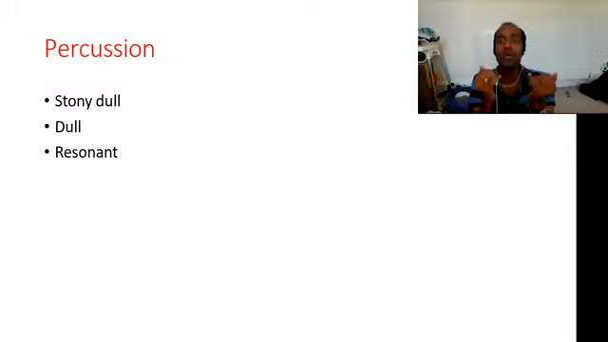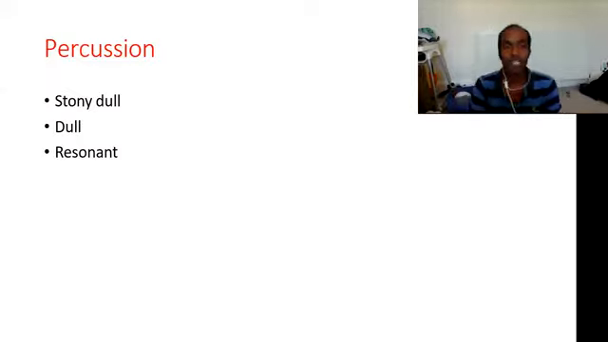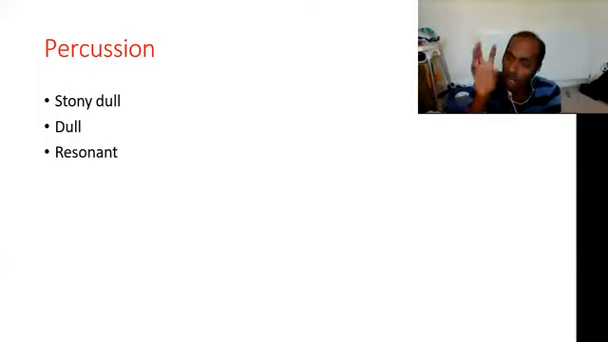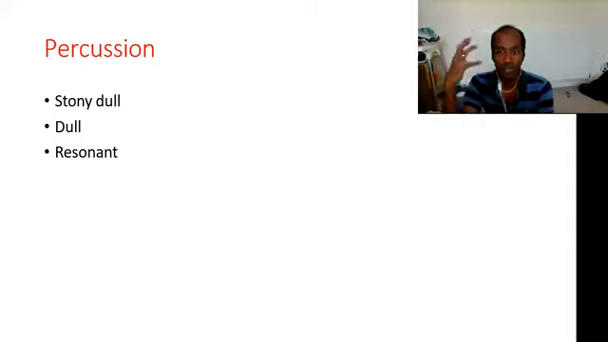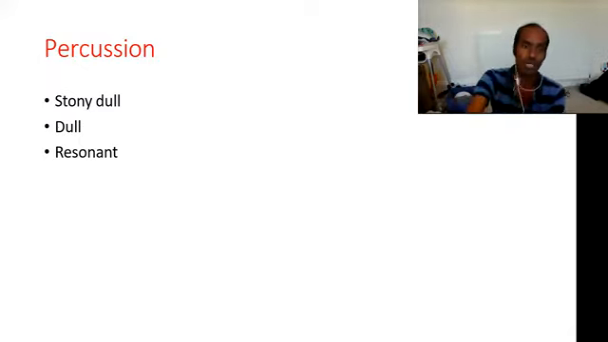And as you know, stony dull percussion is due to fluid in the pleural space, and that is pleural effusion. Dull percussion is something like what you get in a consolidation or a mass, for example, in the lung. Resonant percussion occurs when you have air in the pleural cavity, and that is in a pneumothorax.